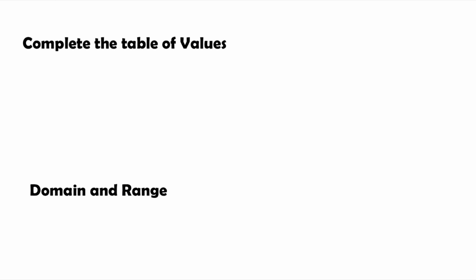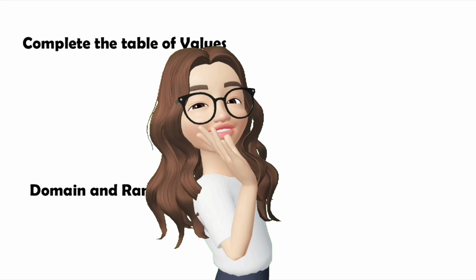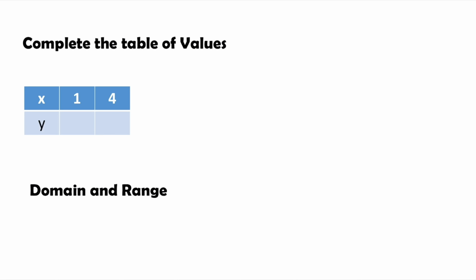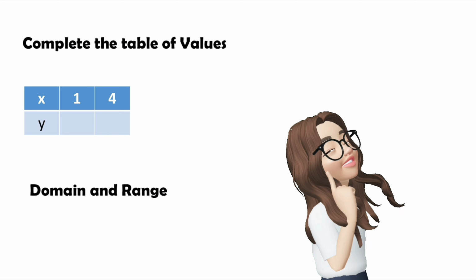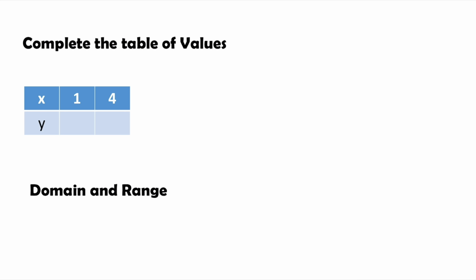Next, for step number 2, we will be needing to complete the table of values. Remember that in order for us to graph, we need to have coordinates, and in this process, we will find those coordinates. So we will put the computed values of x that we have earlier, which are 1 and 4. 5 will not be included because x is equal to 5 is our vertical asymptote.